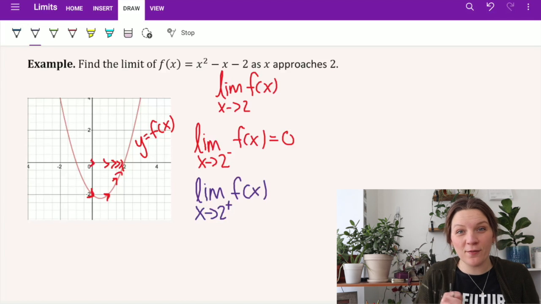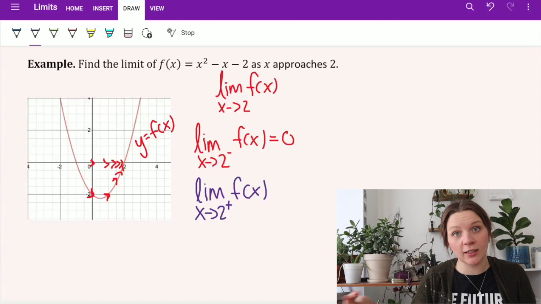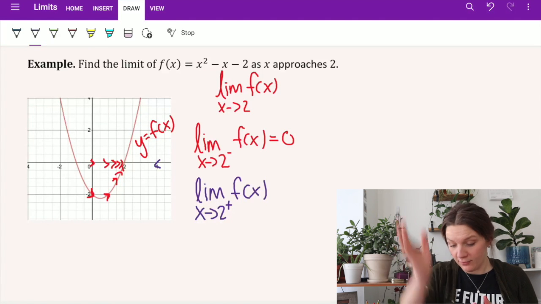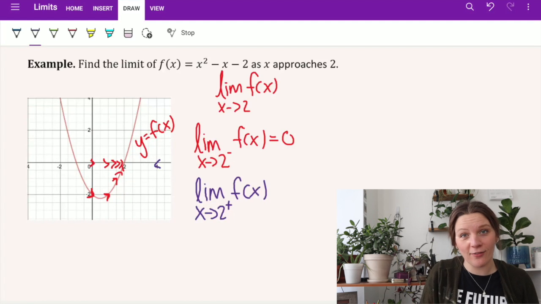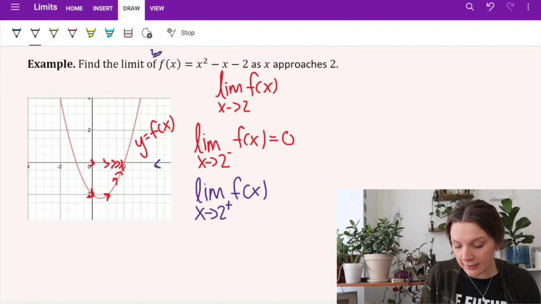Next, I'm going to look at the limit from the right-hand side. So the limit of the function as x goes to 2 from the right, I'll start by looking at values larger than 2. So maybe I'll start with x equals 4. Well, we can see that our graph is off the picture here. We can't even see our graph when x is equal to 4. It's somewhere up here, and it's decreasing.